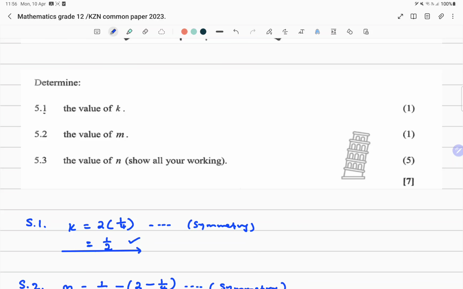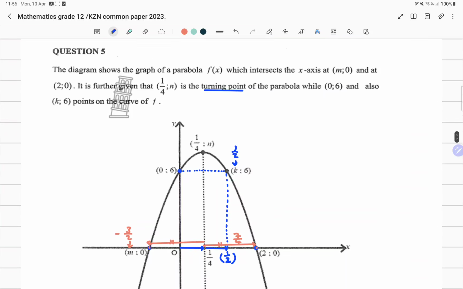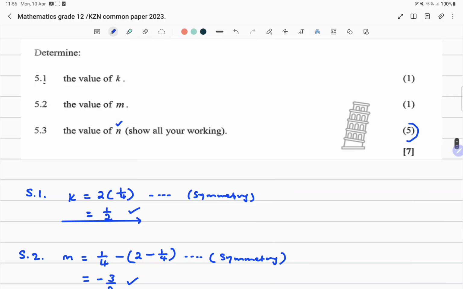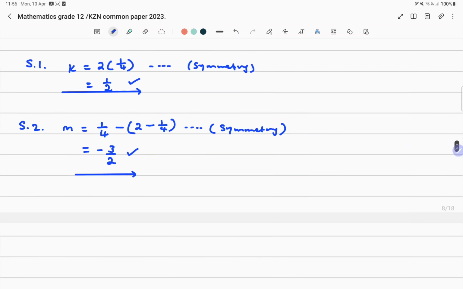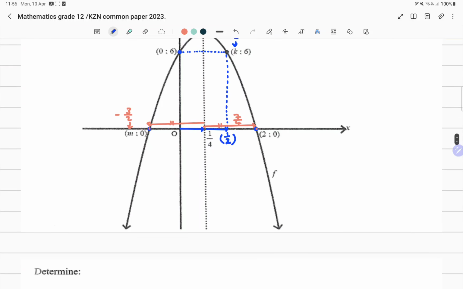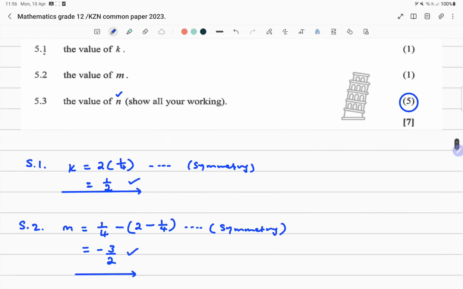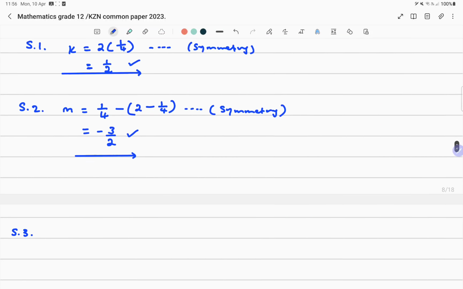Now the value of n, okay, we want the y coordinate at the turning point, and show all your workings. Now this is already telling you this is not a walk in the park. It's pain. Okay, so how do we plan this? Look, we know the roots of this graph, so we can find the equation, so to speak. But the smart way to do this, let's say 5.3 is answered like this.